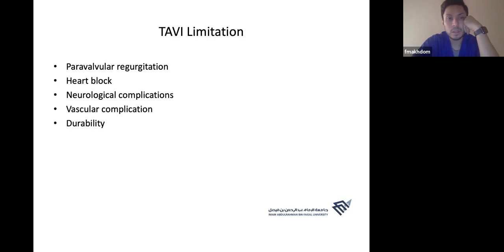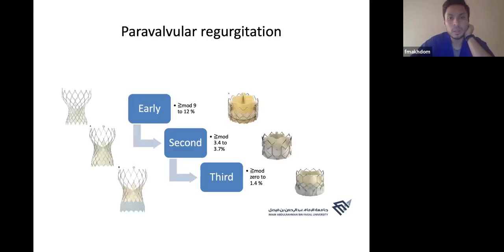So it's very important to mitigate the paravalvular regurgitation. You'll see here, this is the slide. So as you can see in the third generation here, moderate or more is 0 to 1.3% in the latest literature, compared to 12 and 9% in the earlier publications.